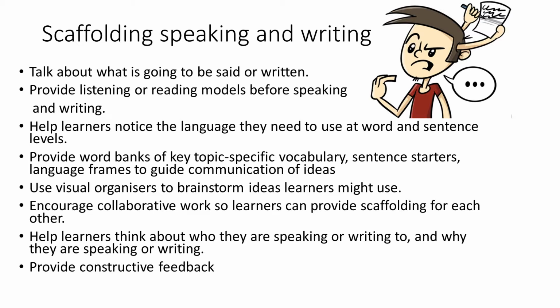So for example, after writing an article or certain type of essay, you can tell students to peer review each other. So they can edit each other's work and give feedback to each other. Okay, and the next strategy is to help learners think about who they are speaking or writing to, so their audience, and why they are speaking or writing. It's the reason, the aim of their writing.